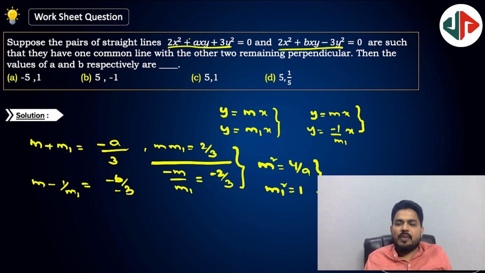So from here what happened? M is equal to 2 by 3 and m1 is equal to 1. Okay, so m plus m1 is equal to 5 by 3. So a is equal to minus 5 by 3. This minus minus cancel and you will be getting the answer.